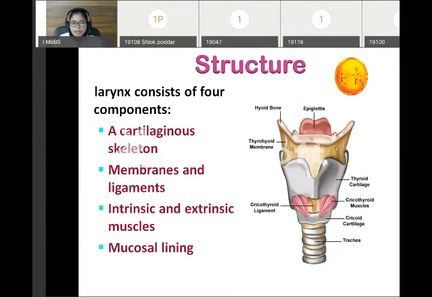Now, structure of the larynx. The larynx is made up of cartilages, membranes, intrinsic and extrinsic muscles, and a mucosal lining. So these are the components of the larynx: cartilages, membranes, ligaments, intrinsic and extrinsic muscles, and the mucosal lining. Here in this diagram, you can see these are the cartilages. This one is the membrane. These are the muscles.